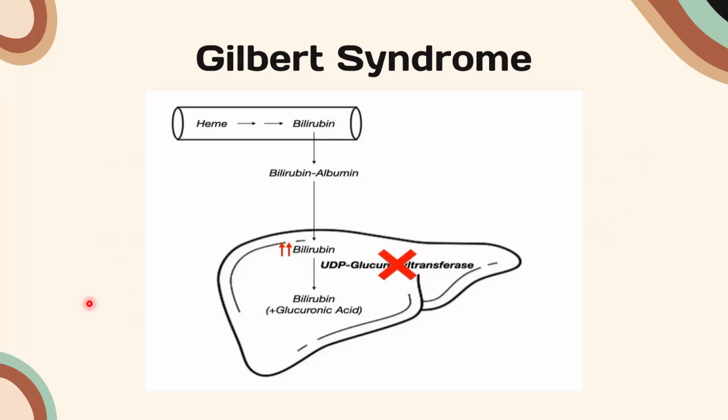So Gilbert syndrome. What happens here is that there is a mutation in the gene UGT1A1, and this gene codes for the enzyme UDP glucuronosyltransferase, which, like I mentioned, is an extremely important enzyme. Because of this mutation in the UGT1A1 gene, the activity of this enzyme decreases, so the unconjugated bilirubin is not converted into conjugated bilirubin.